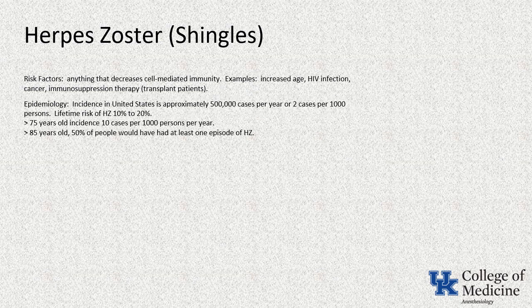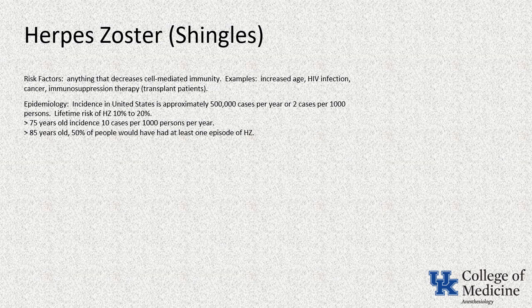So risk factors for shingles: anything that decreases your immune system or cell-mediated immunity. So older age, HIV infection, cancer, immunosuppression therapy. The incidence in the U.S. is approximately 500,000 cases per year, or 2 cases per 1,000 persons. The lifetime risk is 10 to 20%.